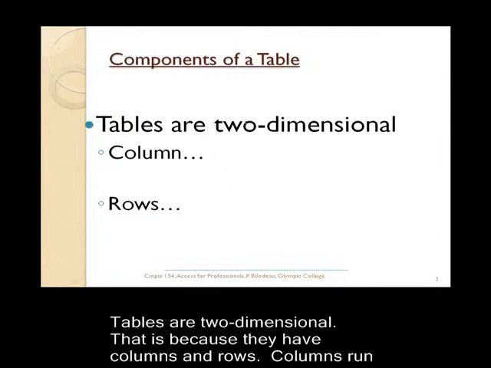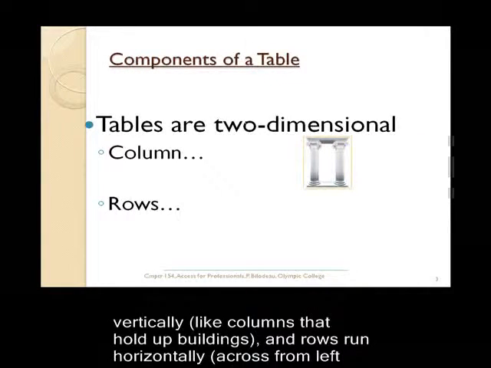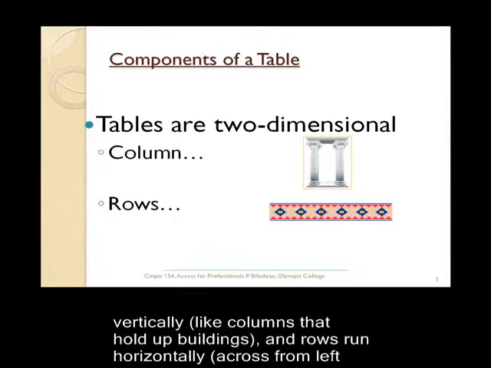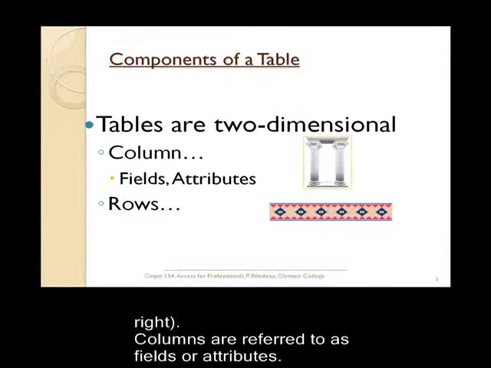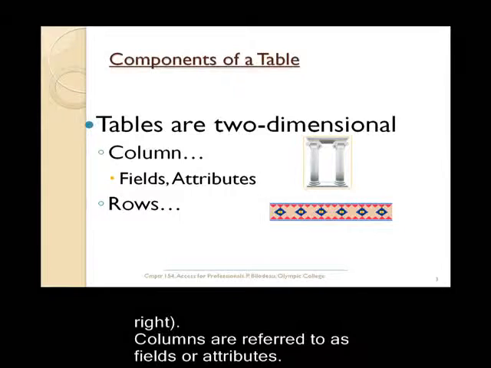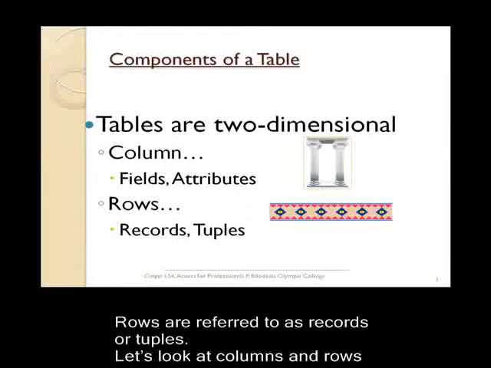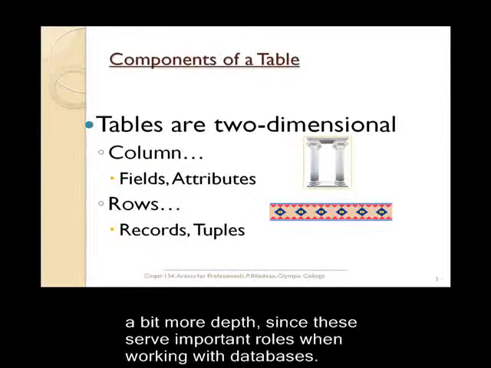Tables are two-dimensional. That is because they have columns and rows. Columns run vertically, like columns that hold up buildings, and rows run horizontally across from left to right. Columns are referred to as fields or attributes. Rows are referred to as records or tuples. Let's look at columns and rows in a bit more depth, since these serve important roles when working with databases.